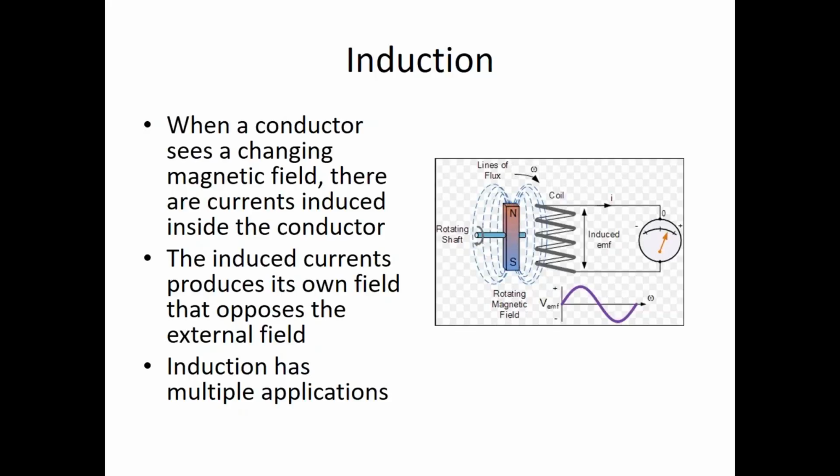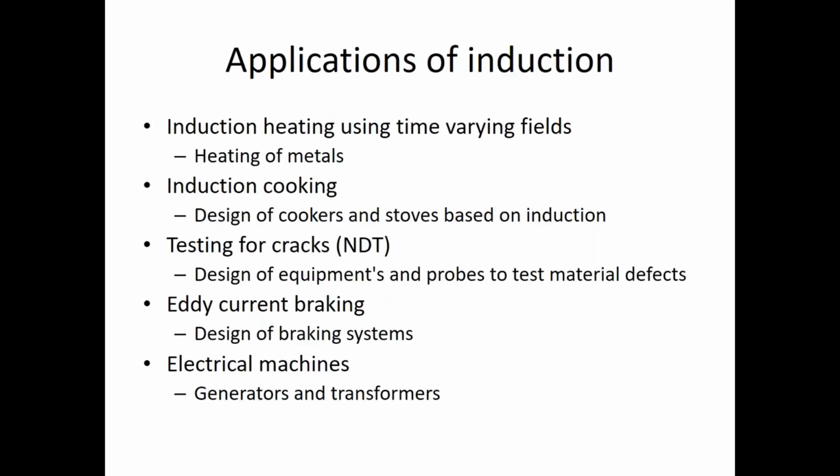Again, in a nutshell, to have induced currents, you need, first of all, a magnetic field that changes with time. And you also need to have a conductor material in the vicinity of this changing magnetic field. These two are prerequisites for you to have any kind of induction. With this, let's take a look at some of the applications of induction.